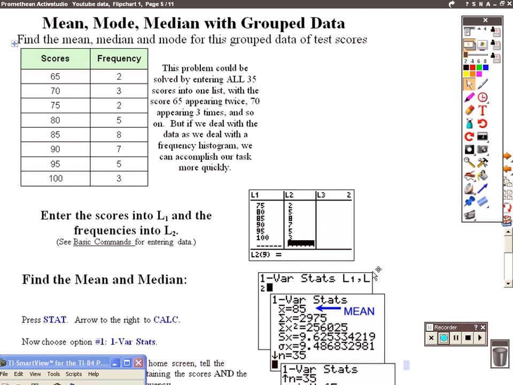Alright, this is video number 3 in the data unit to help you prepare for the HSA, and this is a continuation of the mean, median, and mode that we talked about in the last two videos, but this time we're going to talk about grouped data. So if you look at the example, and this page is in your packet, it shows you scores for a set of tests.